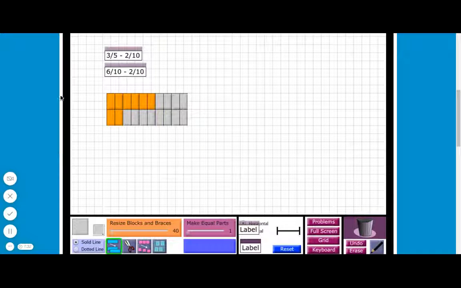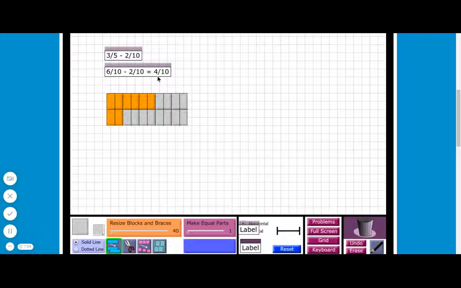And I have now rewritten the expression 6/10 minus 2/10. So now I can solve by simply subtracting my numerators, 6 minus 2, which equals 4, and I keep my denominator the same since they are both tenths. So I now have my difference as 4/10.